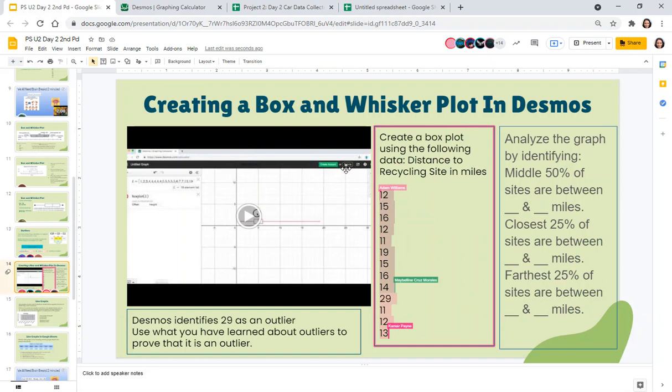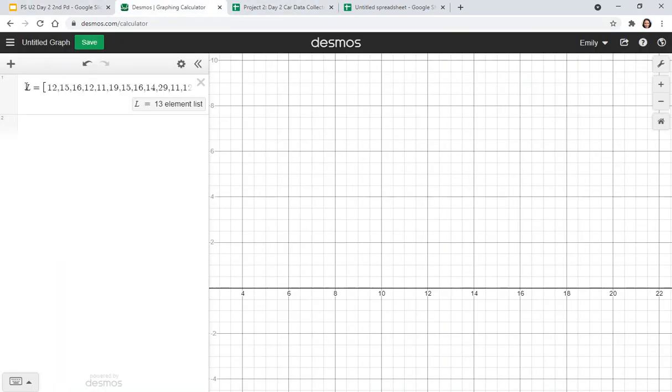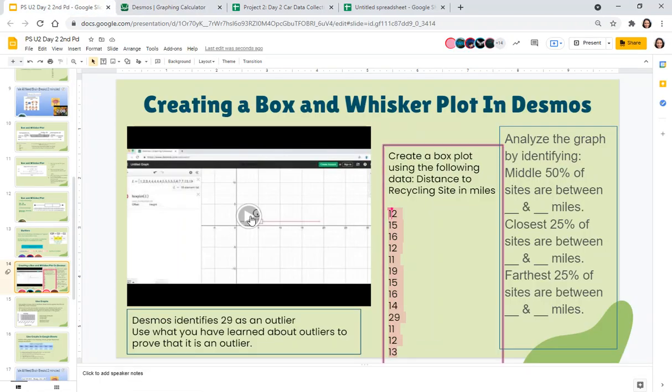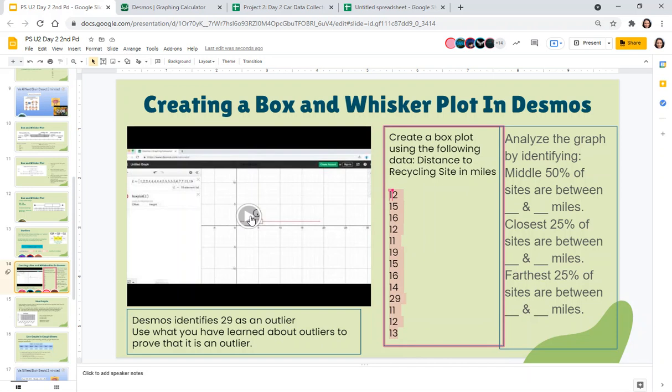All right, so in Desmos, where are we? We're going to do L equals and then a square bracket, and then we're going to list the numbers with commas in between and close the square brackets. There's a little video here, but it's basically saying the same thing. The screenshot, I think, is the most helpful.